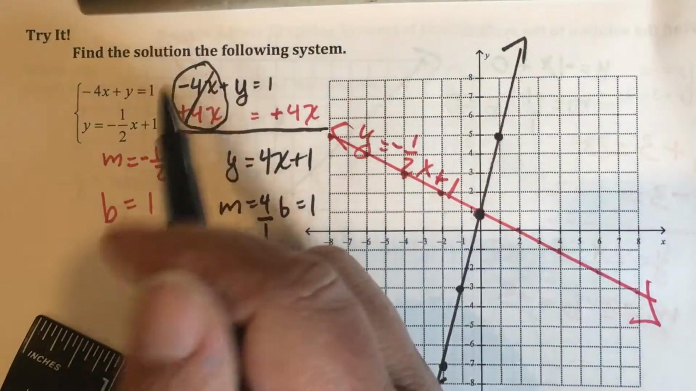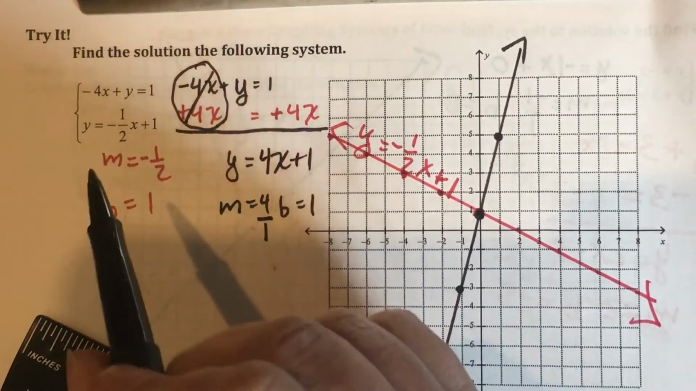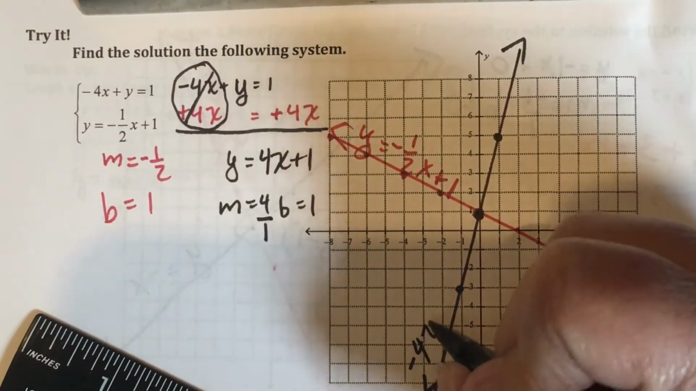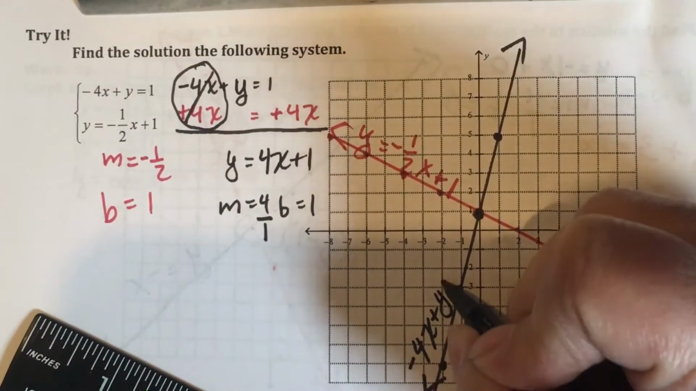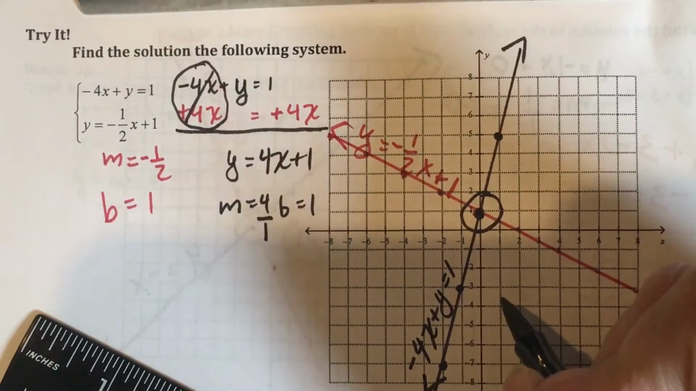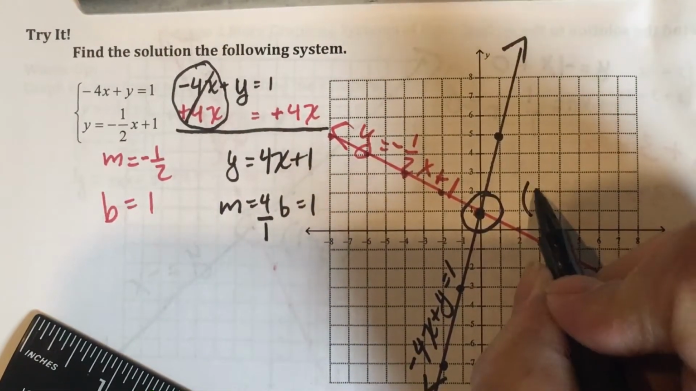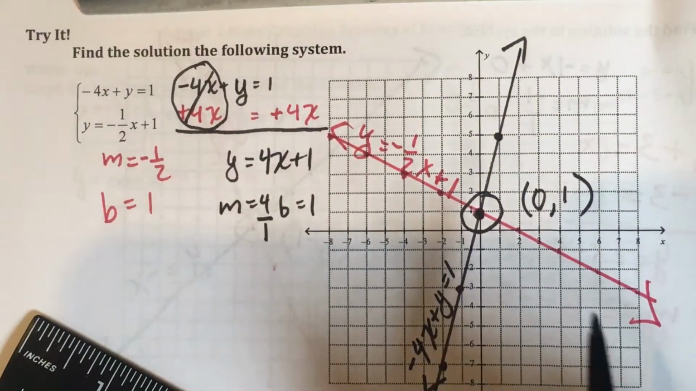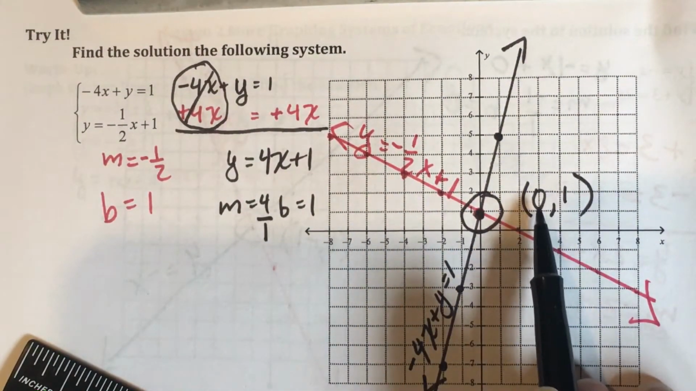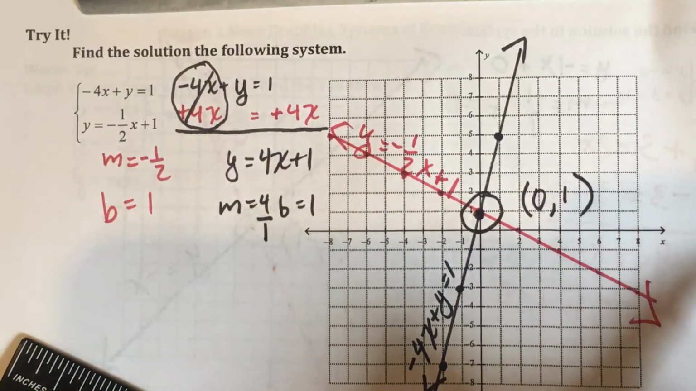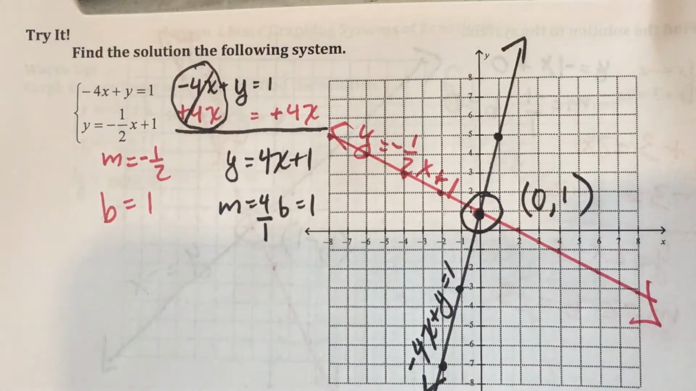And the original equation, please make sure you're putting the original equation, negative 4x plus y equals 1. And my solution is the y-intercept, 0, 1. Remember that the y-intercept is the y value when x equals 0. So my y-intercept is my solution here. Okay. Next one. Find the solution.